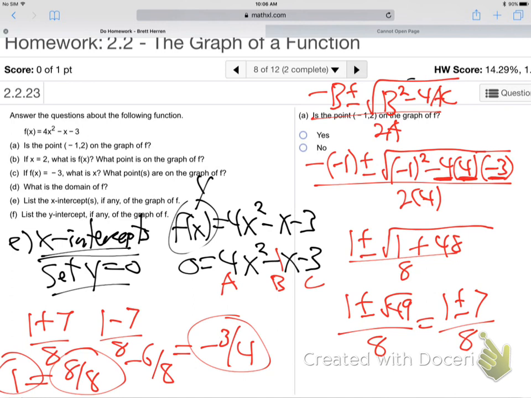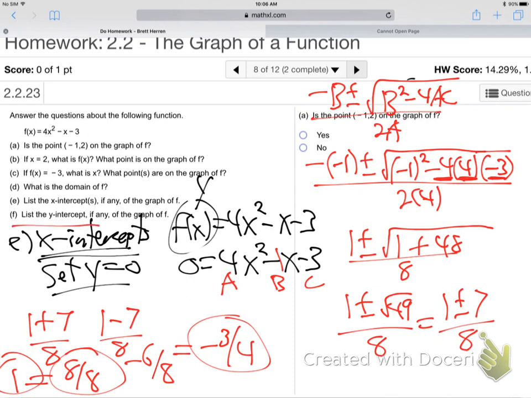Right, I just did the 1 plus 7 and the 1 minus 7 over 8. Which is 8/8, 1. Negative 6/8, reduce it by top and bottom by 2. We good? So you just do the quad. You can factor. If you're a good factorer, you could just factor this thing instead. Whichever you prefer.